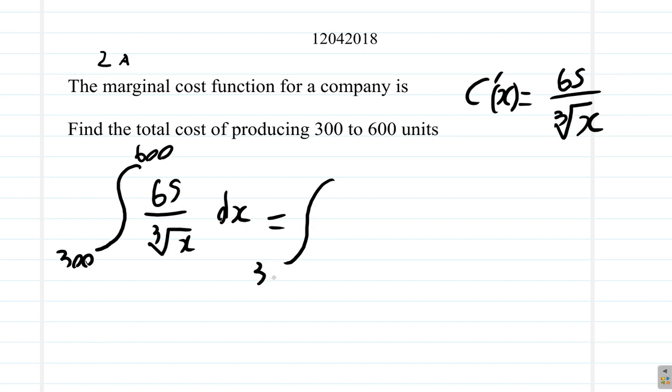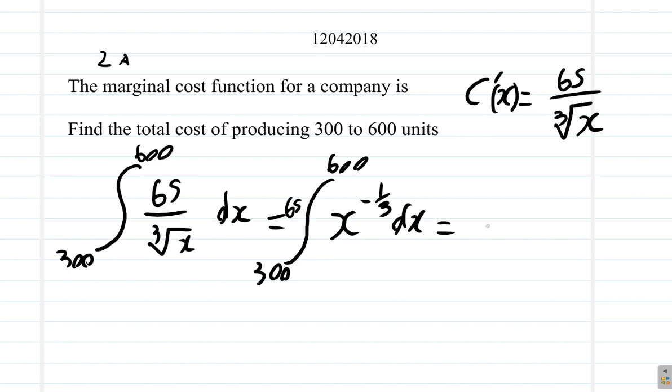rewriting this, going from 300 to 600, you can put 65 outside the integral, and then the cube root of x would be x to the 1/3. But if you write this as an x to a power, it's going to be x to the negative 1/3. Alright?